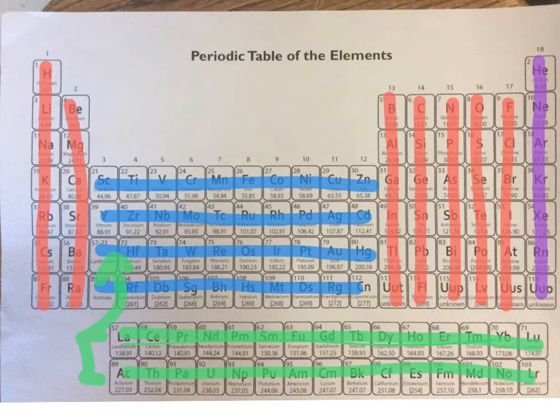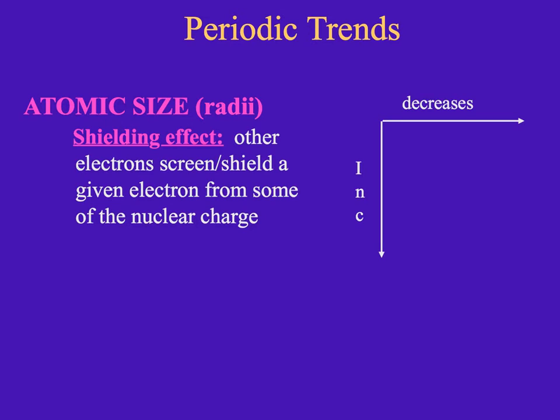All right, so now we're going to shift to something new. Now we're going to go into the periodic trends. There are 3 main periodic trends that we are going to talk about. The first periodic trend we are going to talk about is atomic size, which is also known as atomic radii.